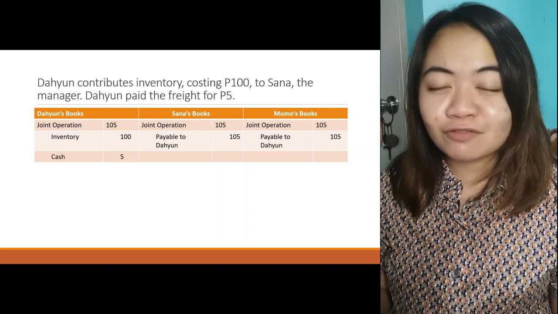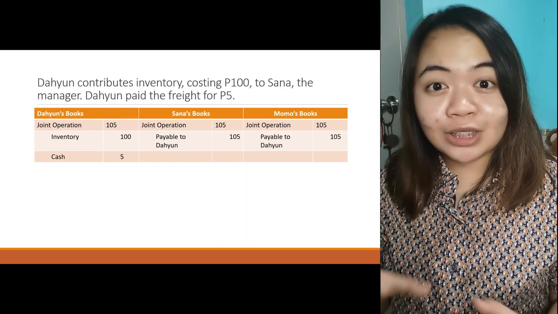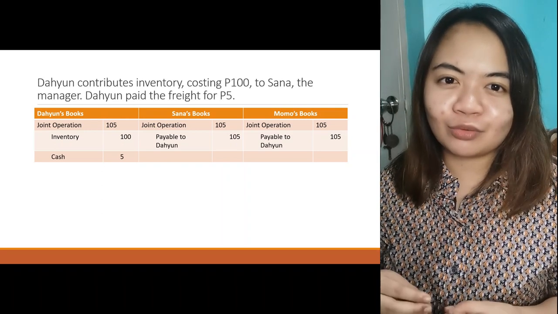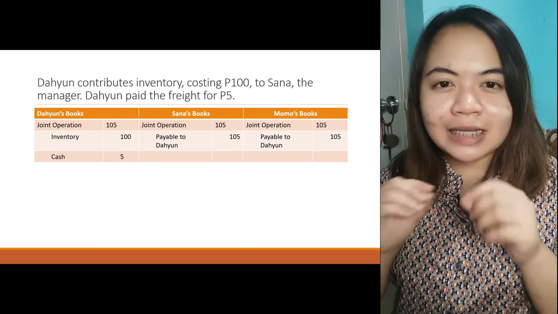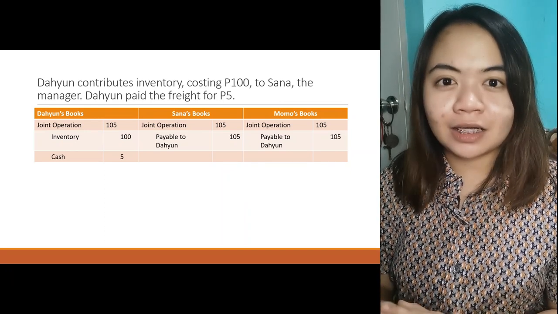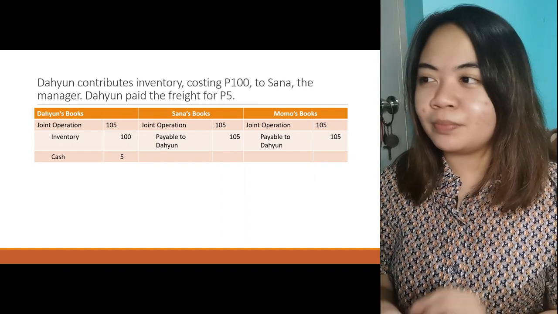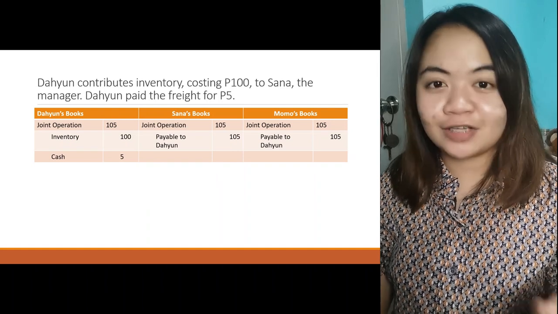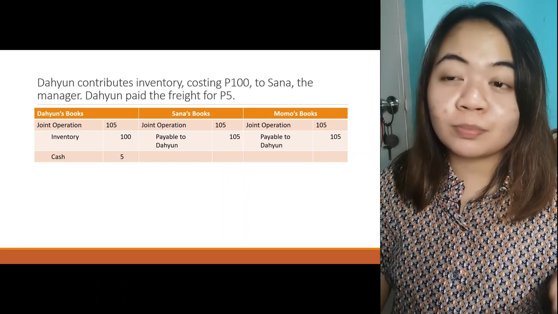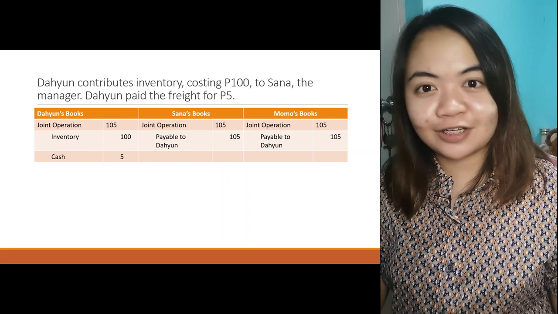Bakit? Kasi if ever hindi naman ma-pursue yung joint operation or hindi naging successful at hindi din naman nabenta itong inventory nito, babalik siya kay Dayon. So as part of the standard, okay, lagay mo, payable to the operator na nag-contribute. So, payable to Dayon, okay? So, 105. The same is true with Momo's books. So, record siya, joint operation, 105. And then, credit, payable to Dayon, 105.